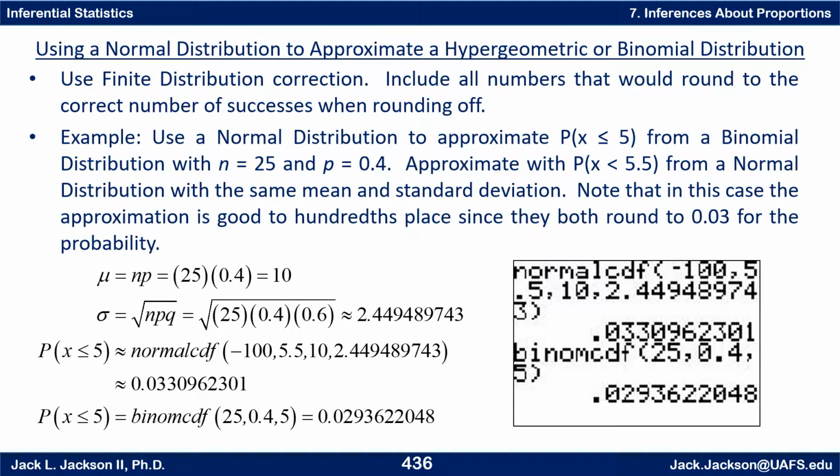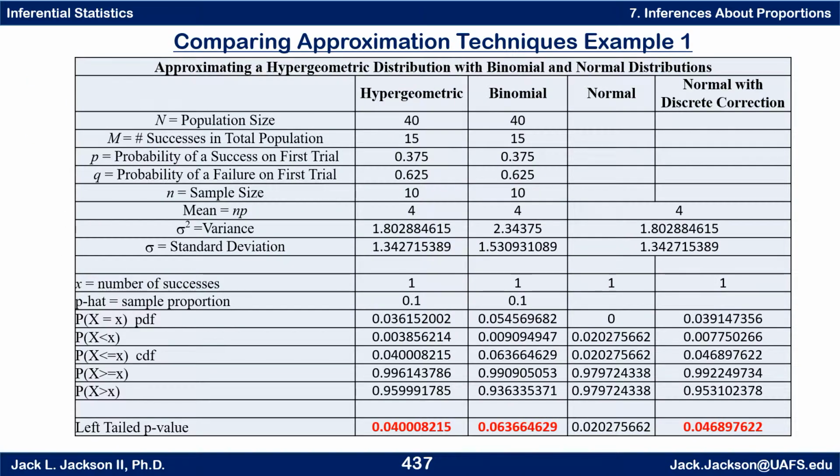And that gives us an approximate value of 0.03309. If we do a binomial CDF for the true probability that x is less than or equal to 5, that would be 0.029. Of course, the binomial is the actual value if it is a binomial distribution, and the normal is the approximation from that. And you see that they're kind of close. They're off a little bit, but it is a somewhat good approximation. So let's look at a few examples where we're comparing.